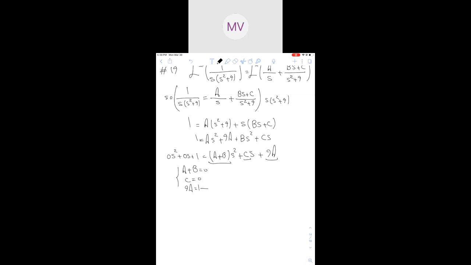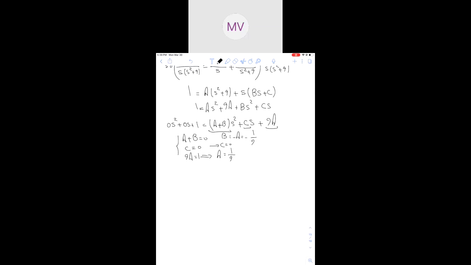And 9a has to be 1. So for that reason, a is 1/9. Of course, c is 0 already. And b is negative a, which is negative 1/9. Okay, now let's go back up.